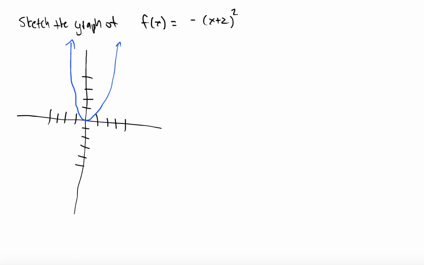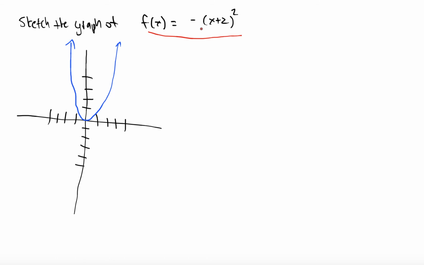But now what we want to do is compare it to this guy and ask, what are the transformations that are happening here? We see a couple things. We see this plus 2, which is inside the parentheses. That has to do with the horizontal shift. But then what about this negative outside of the parentheses? This has to do with the reflection.